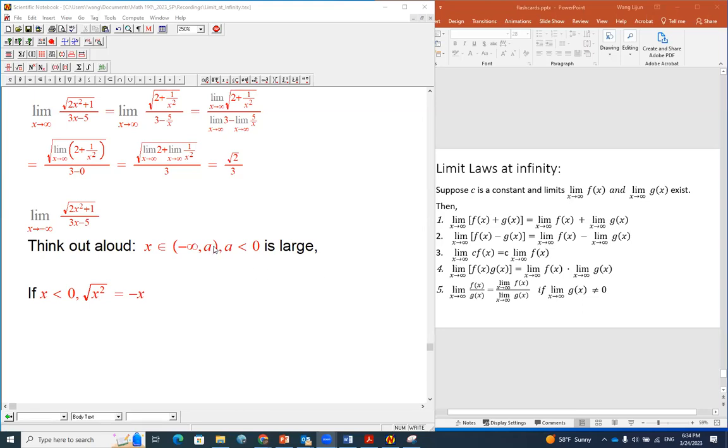You can think of a as negative 10,000, negative 20, whatever number, but you have an interval which is negatively large enough. As a result, you know x is negative. If x is negative, then the square root of x squared is negative x. That is also to say, if you bring the negative sign to the other side, x equals negative of the square root of x squared. So we're going to use this piece.